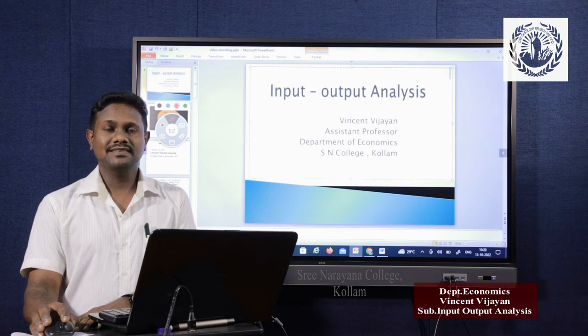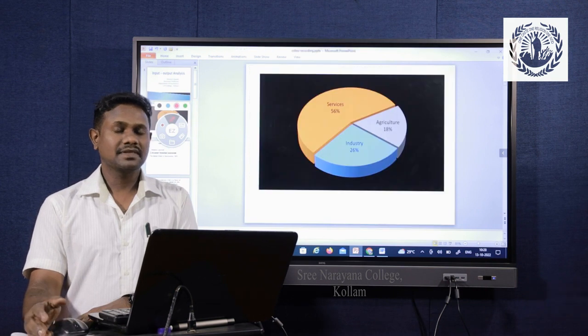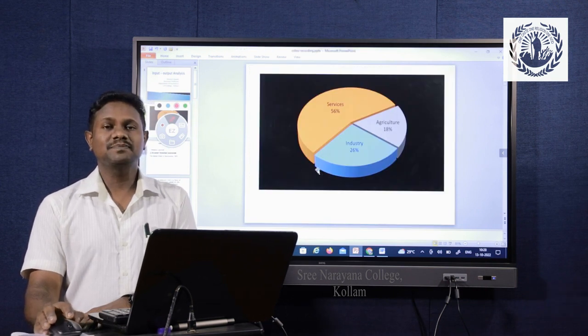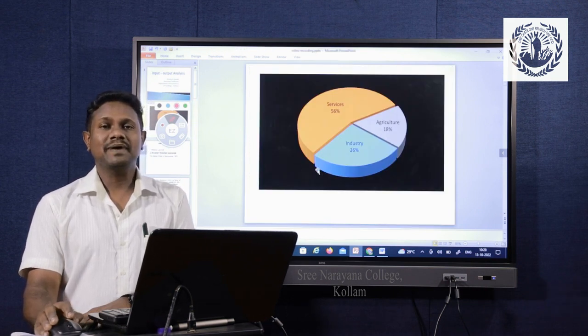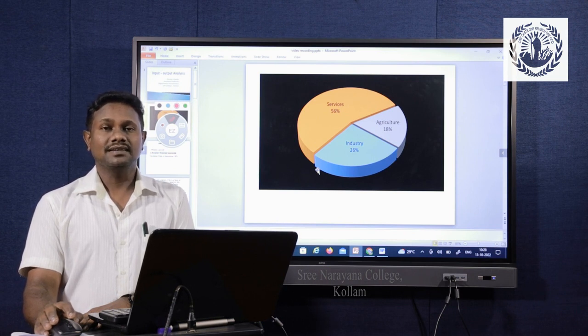This session we are discussing the topic input-output analysis, one of the relevant topics in quantitative economics. I hope that all of you have seen this pictogram. This pie diagram depicts the sectoral contribution to GDP of an economy for a particular period. For example, in India, how do we estimate the sectoral contribution to GDP?